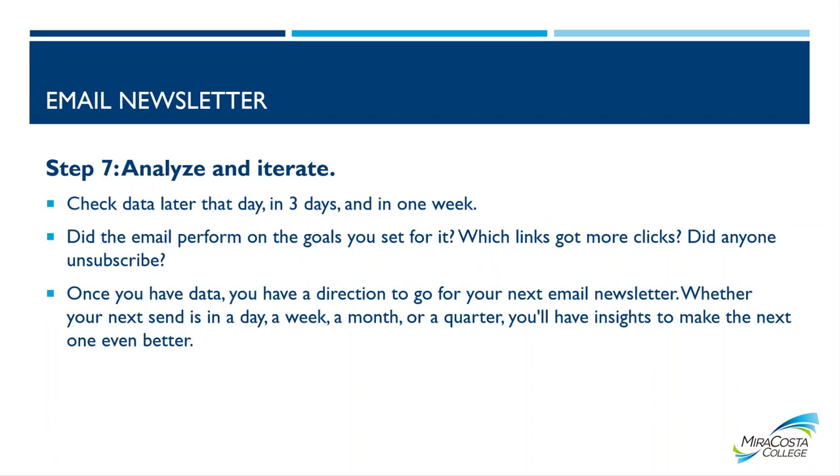Step 7 is to analyze and iterate. So check data later that day, in 3 days, in 1 week. Did the email perform on the goals you set for it? Which links got more clicks? Did anyone unsubscribe? Once you have data, you have a direction to go for your next email newsletter.